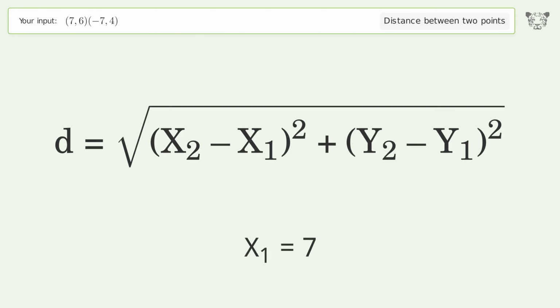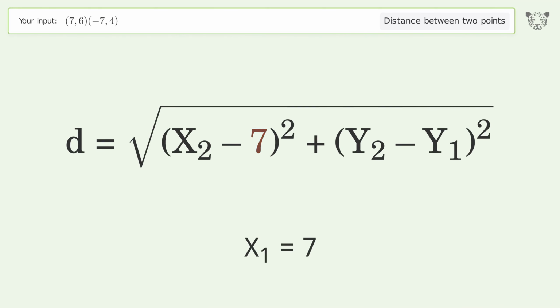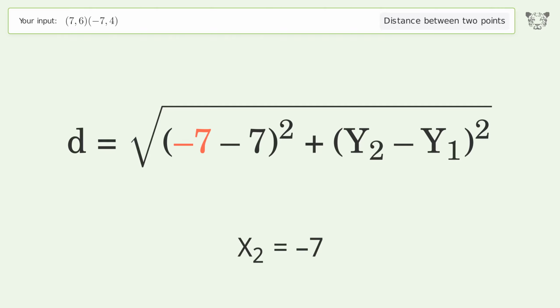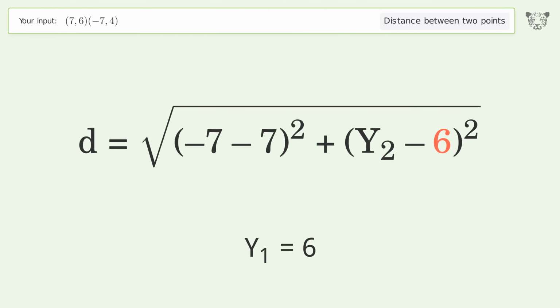x1 equals 7. x2 equals -7. y1 equals 6. y2 equals 4.